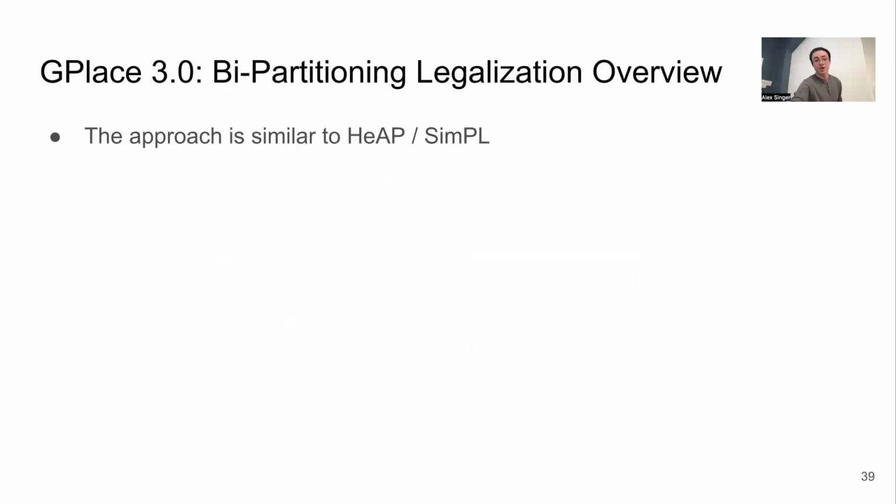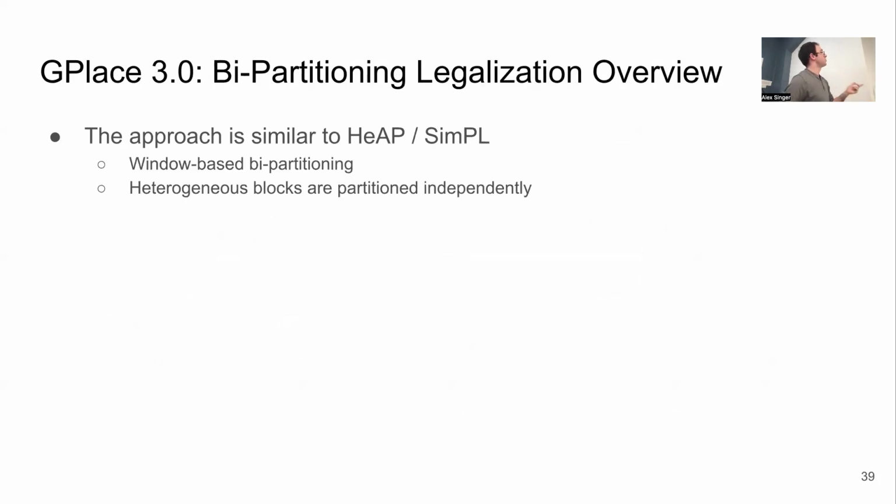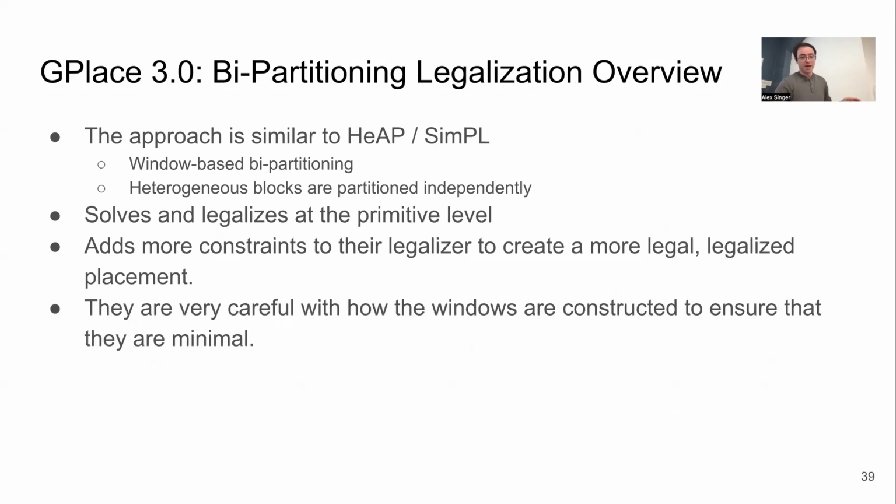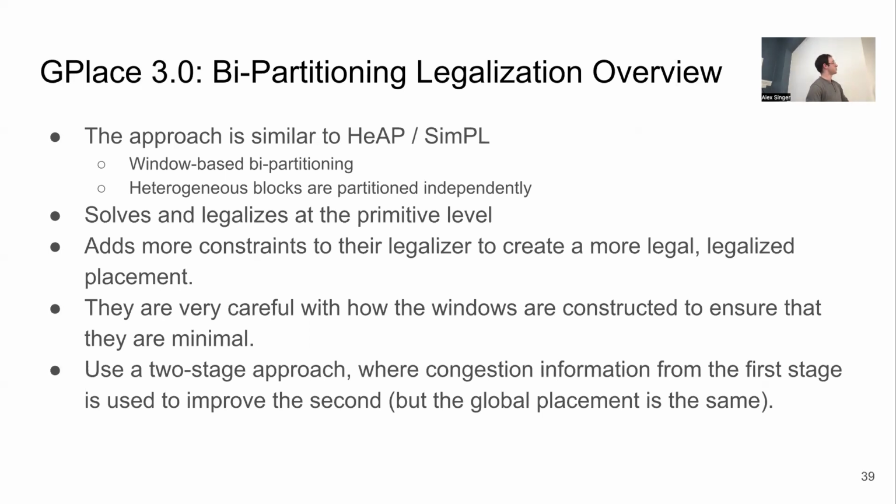Kind of important. So as an overview, the approach is similar to HeAP and SimPL. It's a window-based bi-partitioning, with heterogeneous blocks partitioned independently, and they solve and legalize at the primitive level. They add more constraints to their legalizer to create a more legalized placement, to the point that they say packing isn't even necessary. I did not verify that claim. They are very careful with how the windows are constructed to ensure they are minimal. And finally, they use a 2-stage approach where congestion information from the first stage is used to improve the second, but the global placement is the same. I just like this approach, so I thought I wanted to mention that as my last bullet point.